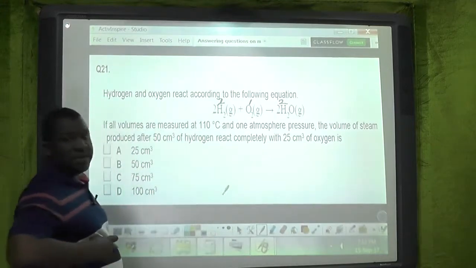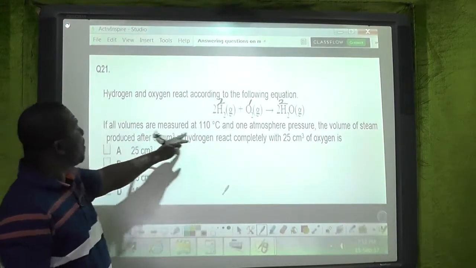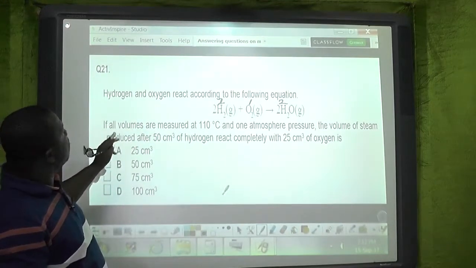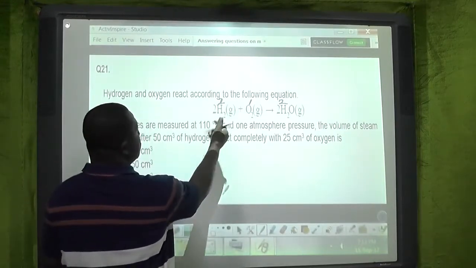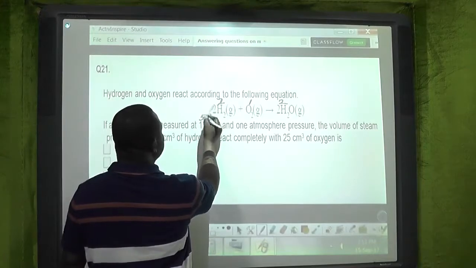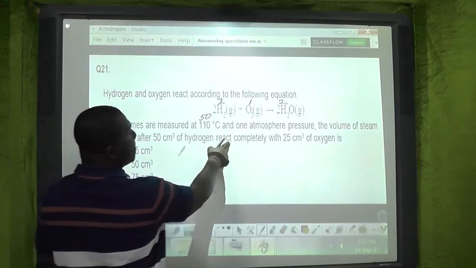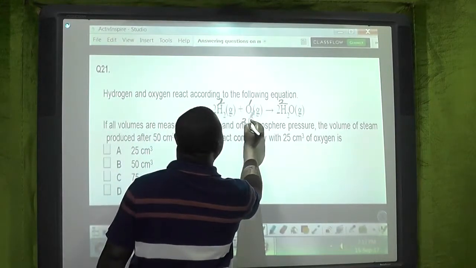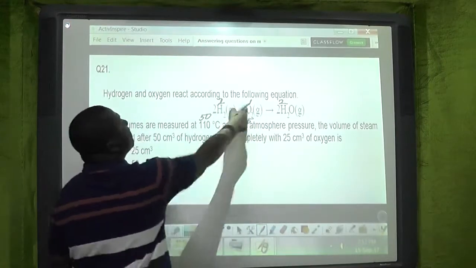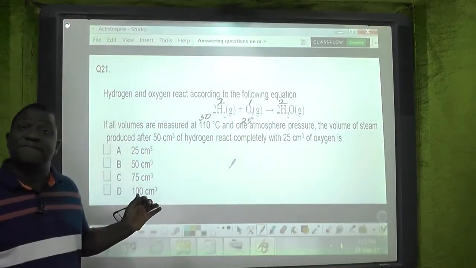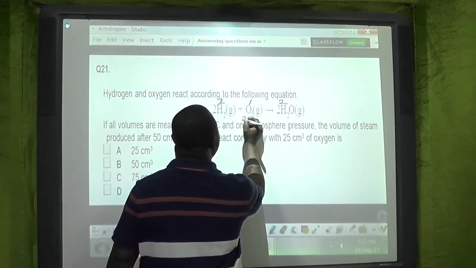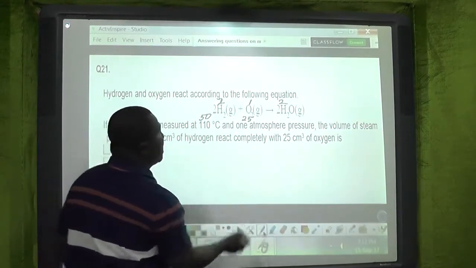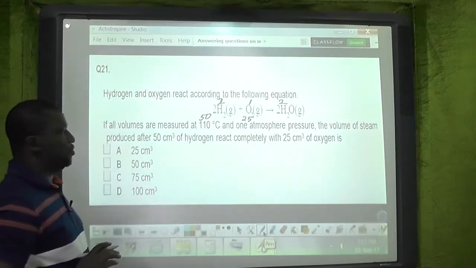Similar question. Now, if all volumes were measured like that, how much of this was given to you? 50 cm³ of hydrogen was given to you, reacting completely with 25 cm³. Of course, for 50 we need 25, and you have been given the 25. It's not a big deal now. You don't have any problem because you need 25 and 25 is given to you.